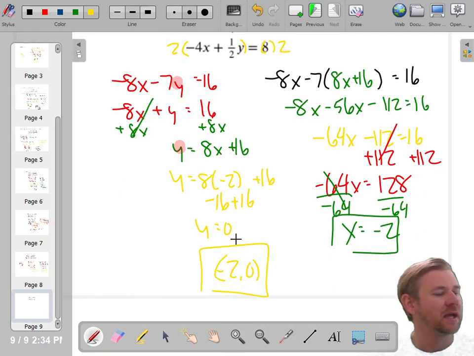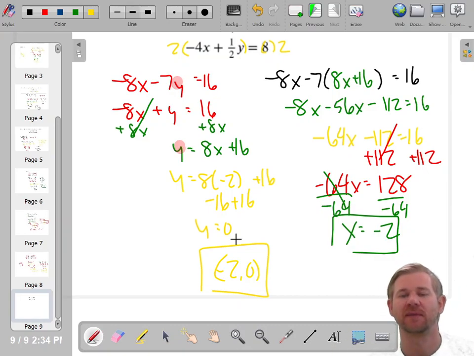Okay. So we're going to use this skill when we do elimination, but we've done a couple substitution problems with fractions. I think it's good practice. It's a great skill to have.